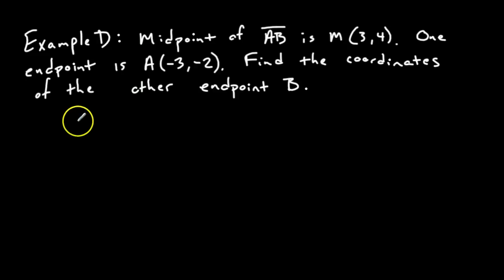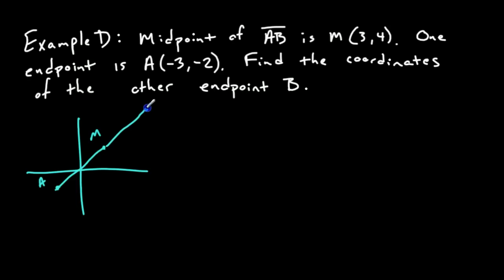To give us a little visual description of that, that would be like if we knew that M was right here and A was about right here, (-3, -2). We need to find the other endpoint. So this time around we're looking for B. What is it?